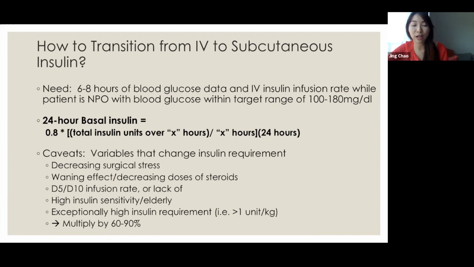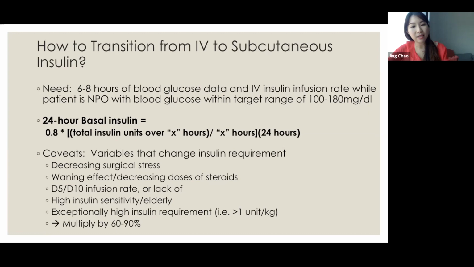If patient has received a large dose of steroid and its effect is actively waning, then you need to take a greater reduction. D5, D10 we talked about. If patient's highly insulin sensitive at baseline or is elderly with a loose glycemic target, then you want to take a greater reduction. And also, there are patients who are extremely insulin resistant, defined as needing greater than 1 unit per kilogram of insulin of body weight. You need to be very cautious about this transition because oftentimes these are the really difficult patients to manage. So, depending on these factors, that kind of offset the balance.